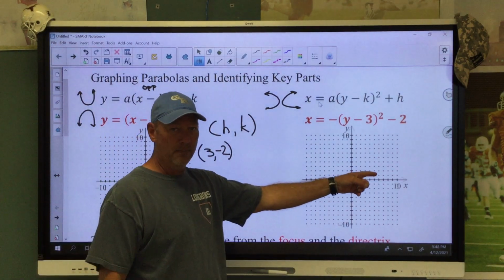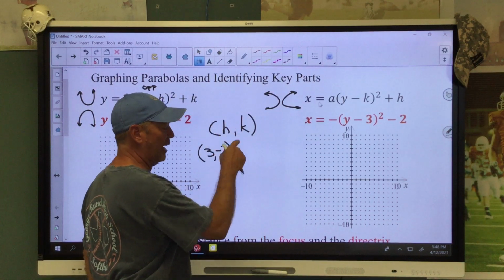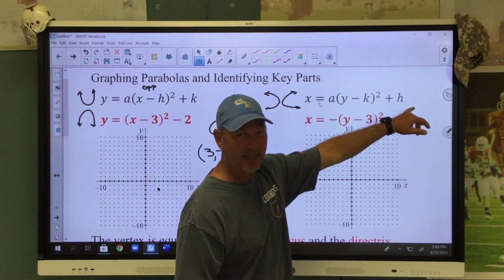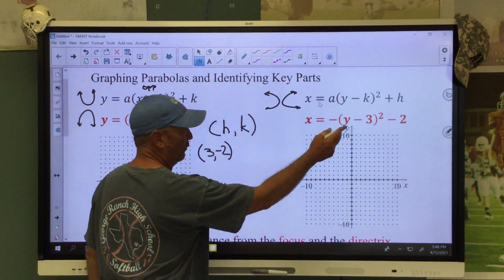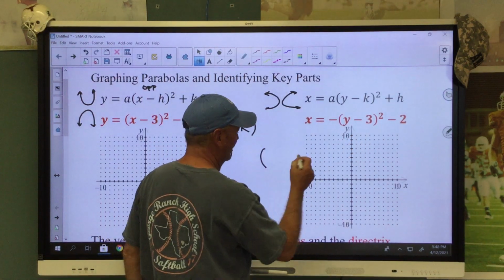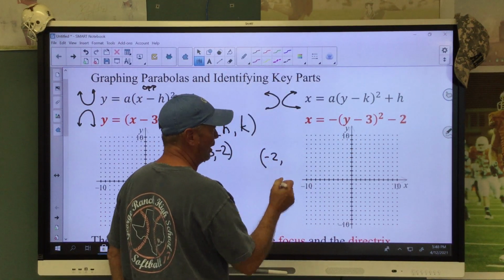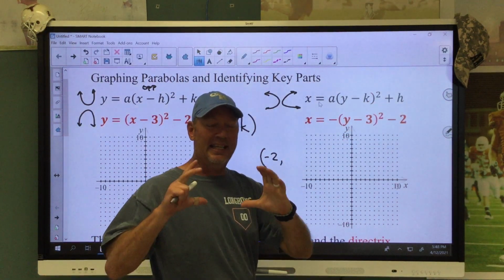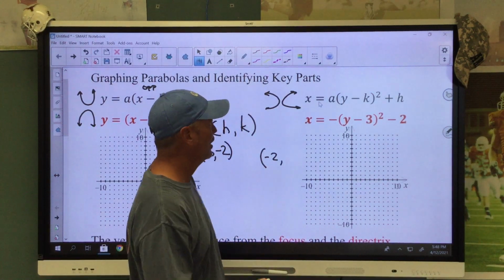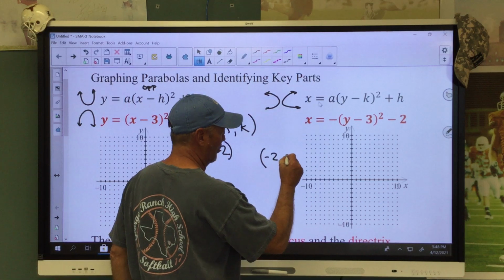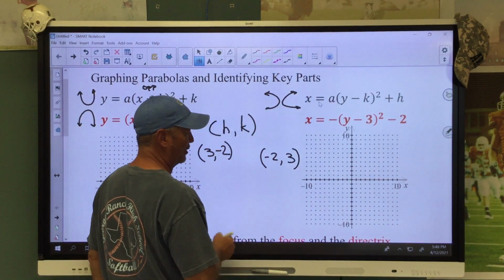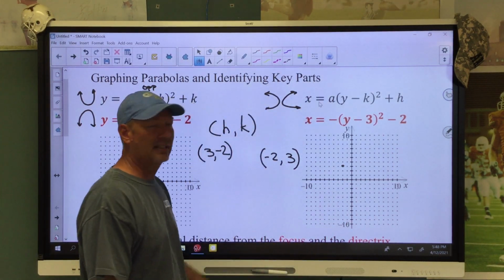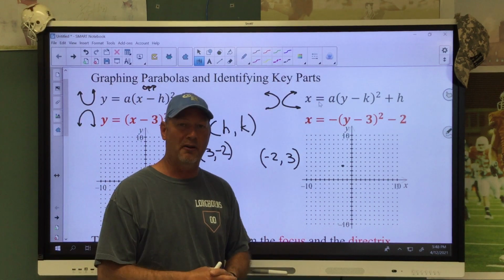If I had this problem, my vertex is still H, K, but look where your H value is located. My H value is at the back end, okay? So for this problem, my H value is negative 2, and K is located inside the parentheses. Anything inside the parentheses, we're thinking the opposite. So the opposite of a negative 3 is a positive 3. In this case, my vertex is going to be at negative 2, positive 3. Okay, that's one of the big differences, is how we're going to find our vertex.